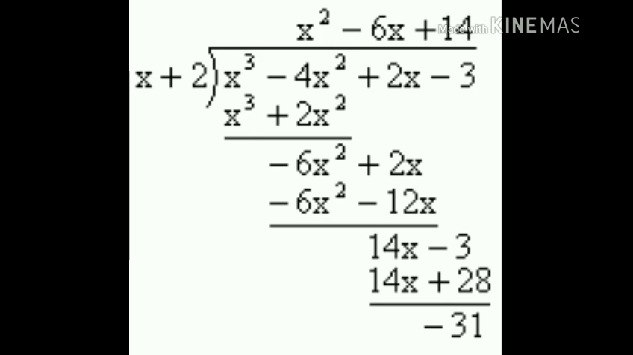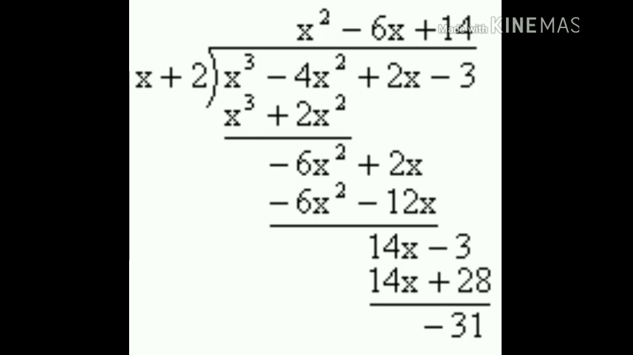And now subtract. x cubed minus 4x squared minus x cubed plus 2x squared. So the answer is negative 6x squared. And bring down 2x. And then start dividing again. Negative 6x squared divided by the divisor, which is x plus 2. So the answer is negative 6x. And multiply negative 6x times x plus 2, which is equal to negative 6x squared minus 12x.